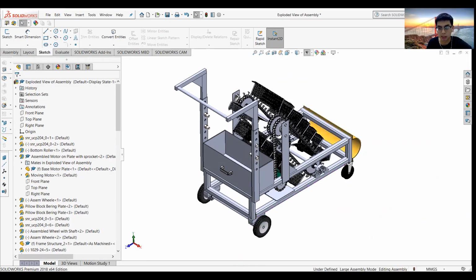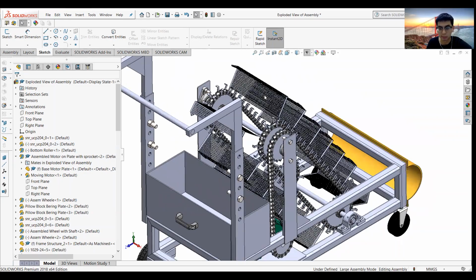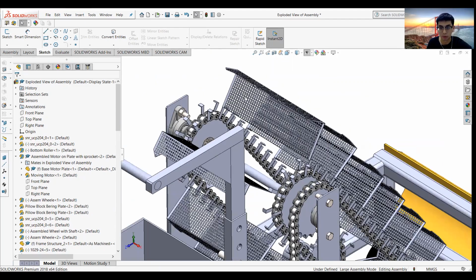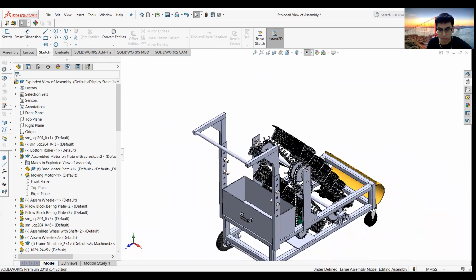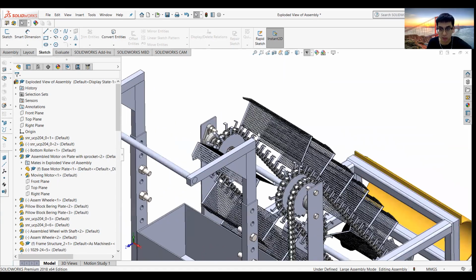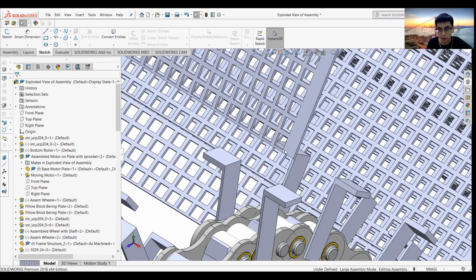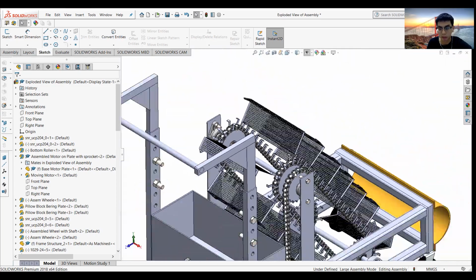And next is the collector and separator. For the collector and separator, we are using the net collector for this machine. The usage of the net is to filter out the sand when the rubbish is being collected and being conveyed to this container. Also, as you can see, the net collector is being welded onto this attachment.